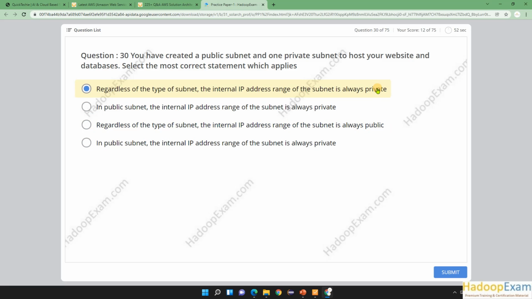Obviously, this is the opposite of A, and C is the opposite, so this is not an answer. In a public subnet, the internal IP address range of the subnet is always private. I think there is some typo. Both B and C options are the same here, and that statement is correct, but the more accurate statement is this: regardless of the type of subnet, whether it's public, private, or VPN only. So this kind of confusion may be created if there is only one option to choose.